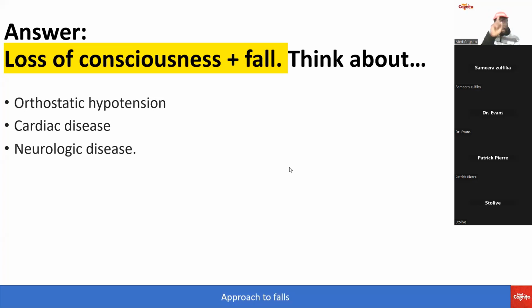Patients who have issues with their blood pressure, hypotension, orthostatic hypotension. Blood pressure is usually normal when they are lying down. When they stand up, blood pressure drops. Then cardiac disease patients and neurological disease.